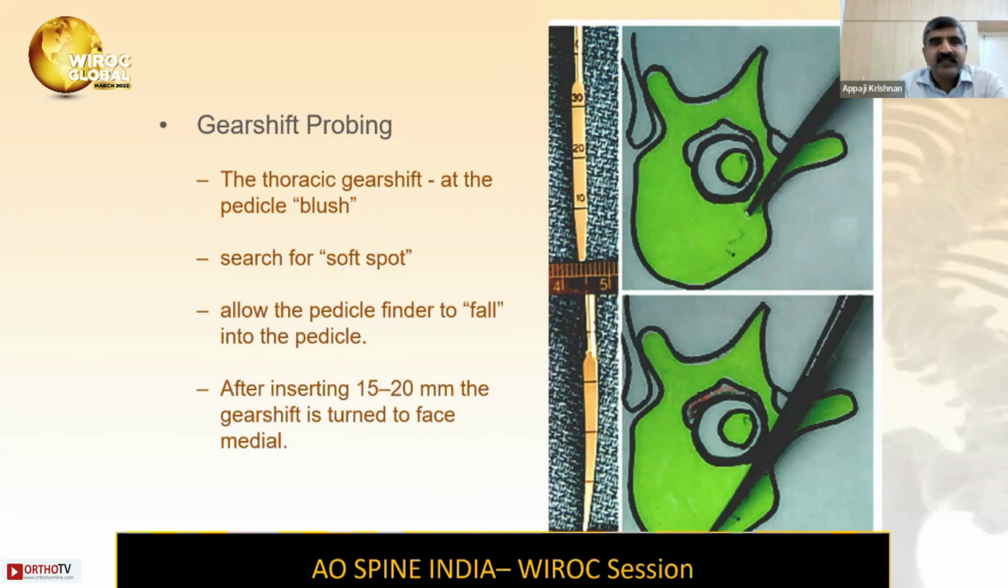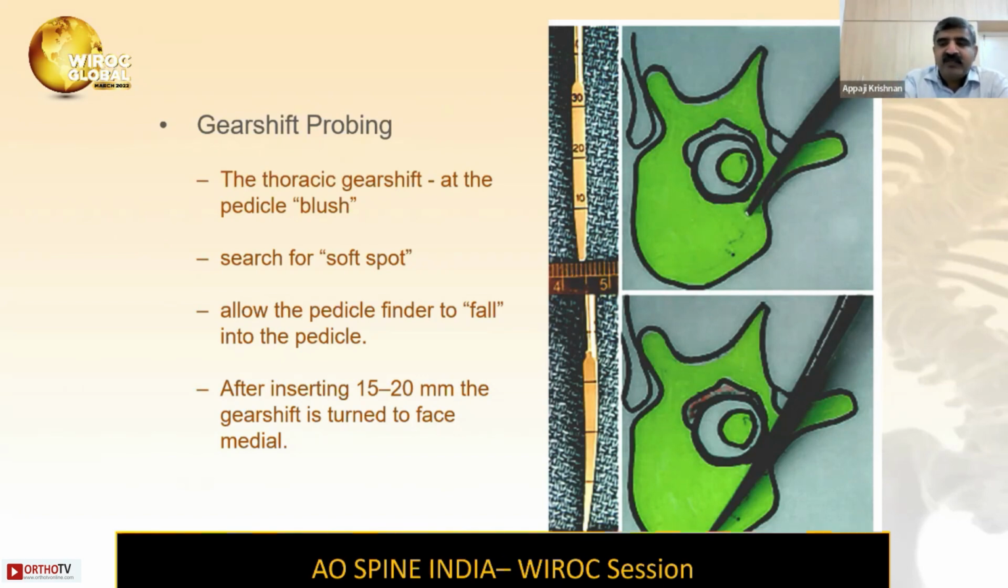So the thoracic gear shift: once you probe and see the pedicle blush, you start with the gear shift with the convex side facing the medial wall, so that you hit the medial wall and skive into the pedicle. And once you're through the pedicle, then you turn the probe medially so that the concave side faces medially, after inserting 15-20 millimeters, and then get into the pedicle.